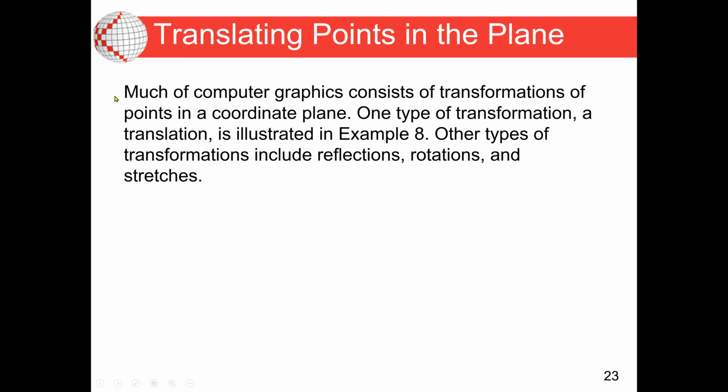So here we say that much of computer graphics consists of transformation of points in a coordinate plane. You know, in computer graphics, 3D concept, we do a lot of translation and scaling, etc. So one type of transformation is called a translation. At least we have 3 types of transformations in computer graphics. The most common is the translation, moving an object from one location to another, or scaling. We change the scaling. Also, we can rotate, etc.